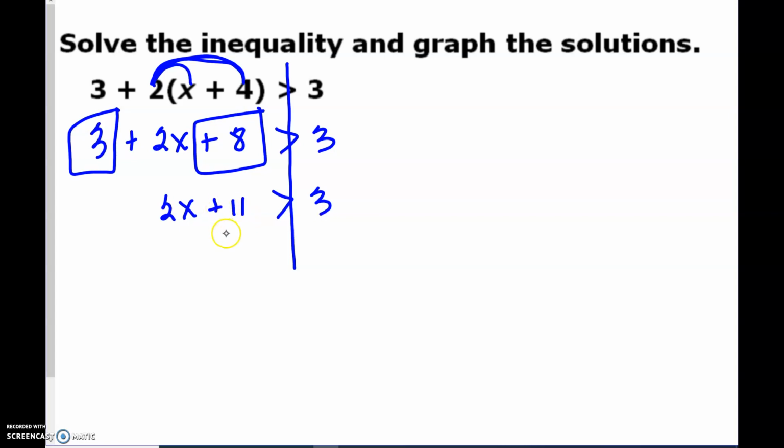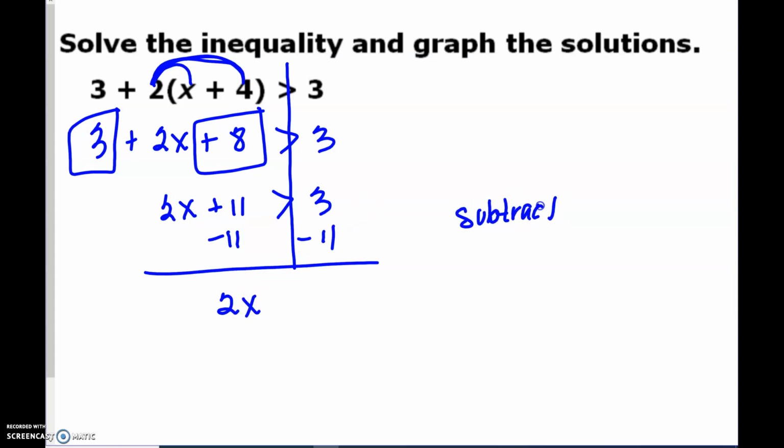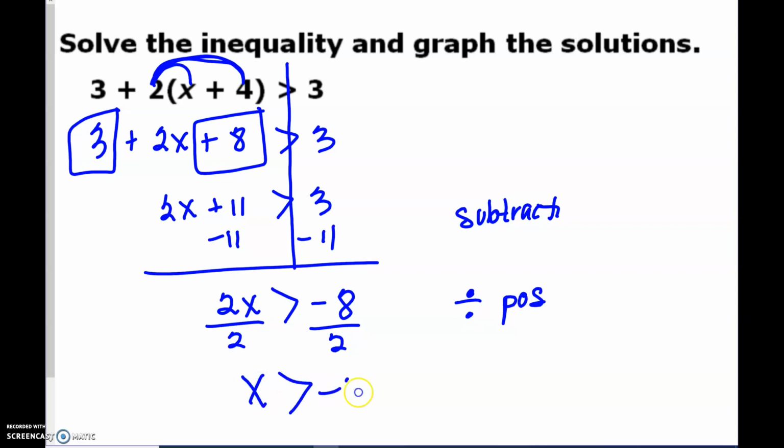All right, so that says plus 11, so I'm going to subtract 11. So 2x. Now what's my action? My action was to subtract, and there is no flipping when you subtract. No flipping. So just leave your symbol, and 3 minus 11 is a -8. Now it says 2 times x, so what we're going to do is divide by 2. So what's my action? I divided by a positive number, so no flipping. So x is greater than -4.